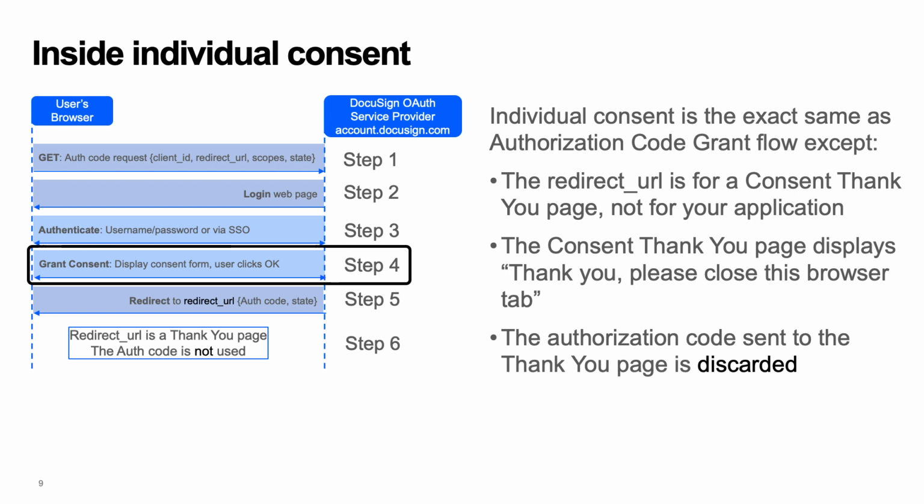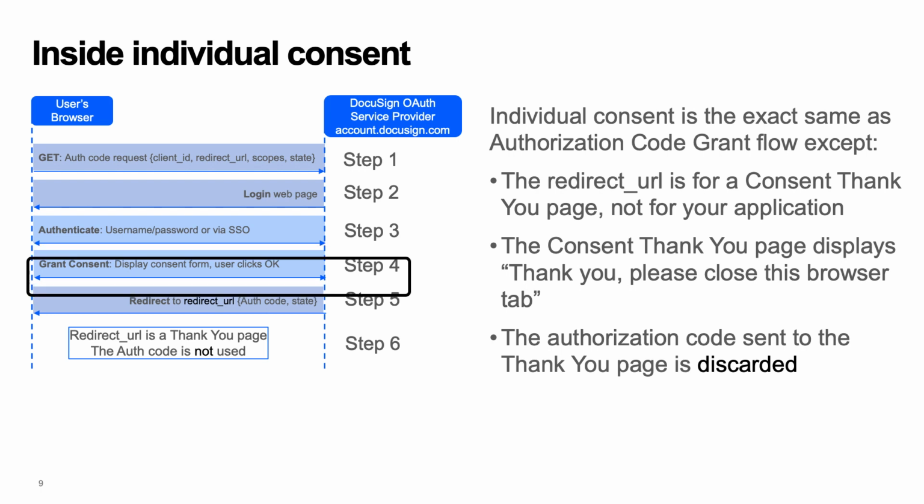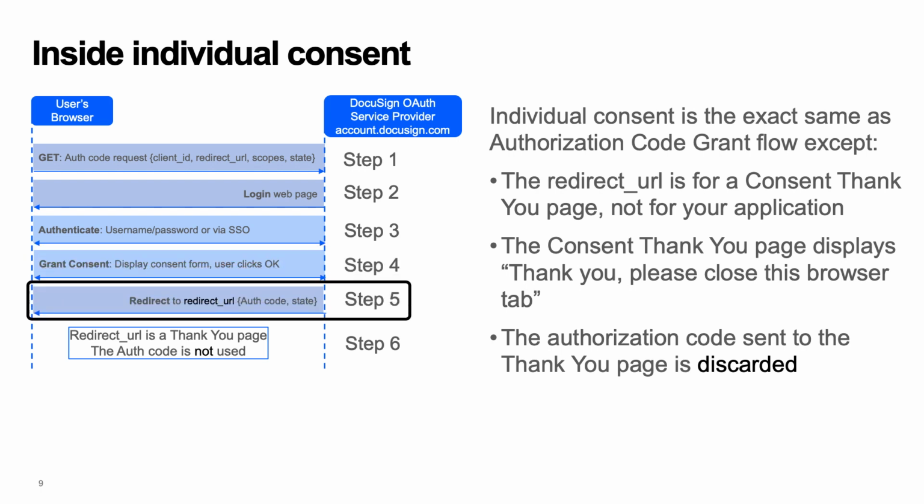The user grants consent by clicking on the consent form. At this point we're done. The user has granted consent. Let's see what happens next. After the user grants consent, we reach Step 5. In this step, DocuSign will redirect the user's browser to the previously requested redirect URL.